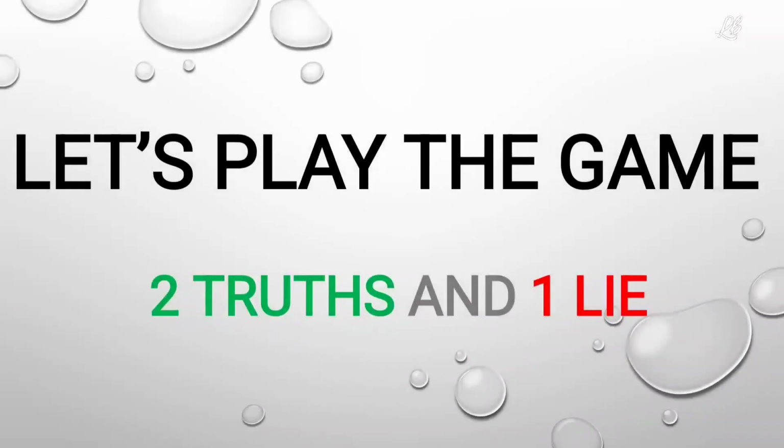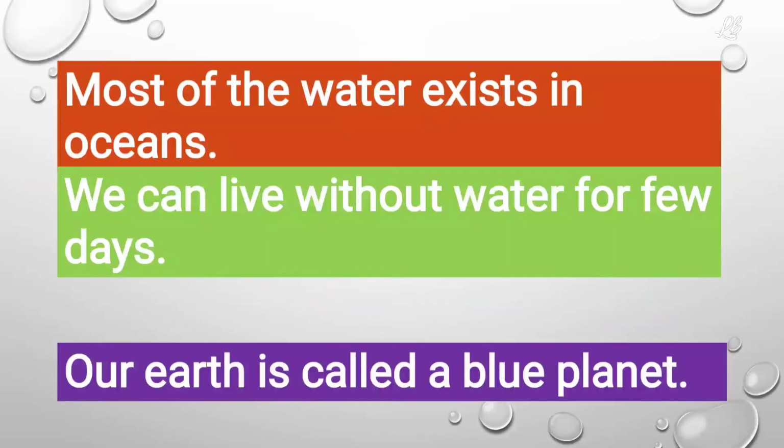Let's play the game Two Truths and a Lie. Most of the water exists in oceans. We can live without water for a few days. Our earth is called the blue planet. So these are the 3 statements. Let's find out the lie here. Yes, the second statement, we can live without water for a few days, is a lie.